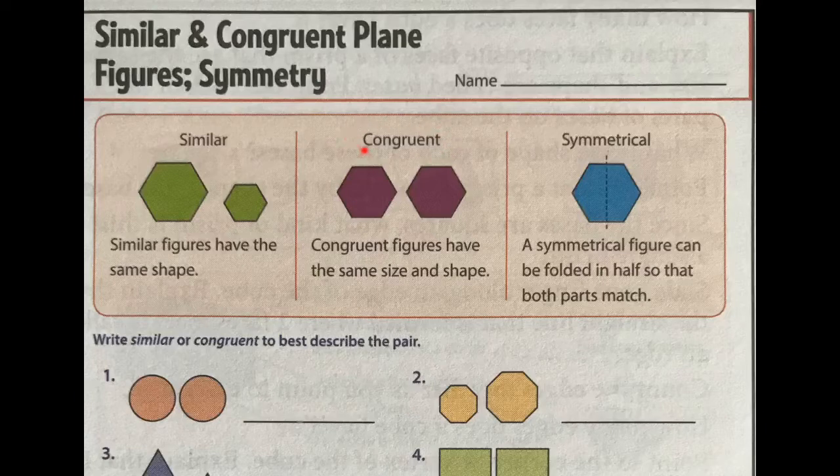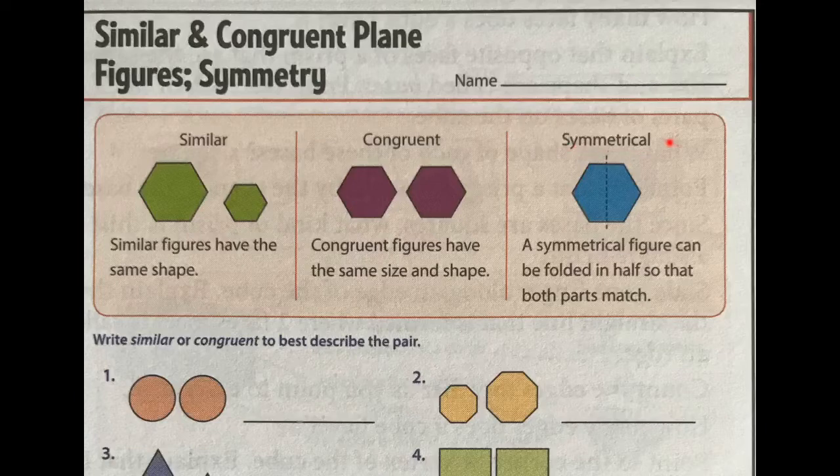Congruent means equal. That means everything about it is the same. It is absolutely equal. So if you look here, you have the same shape, the same color, and the same size. Now they can be turned different directions, but they have to be exactly the same size, shape, and in this case, color.